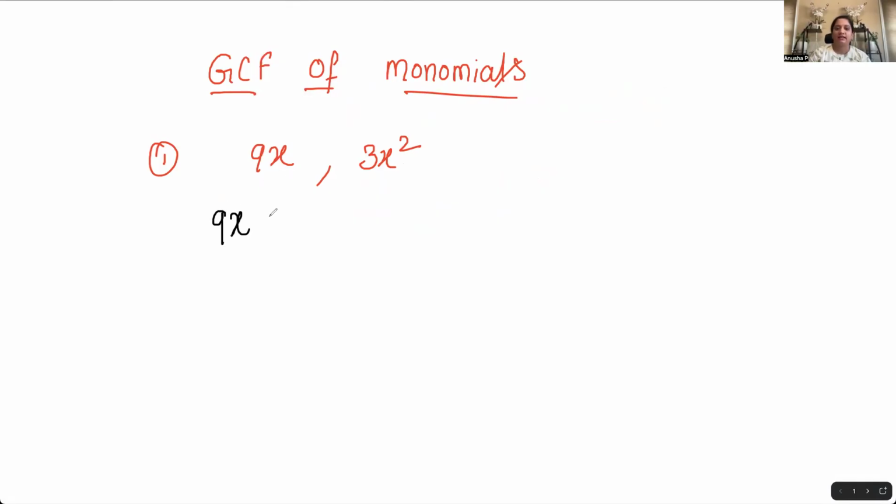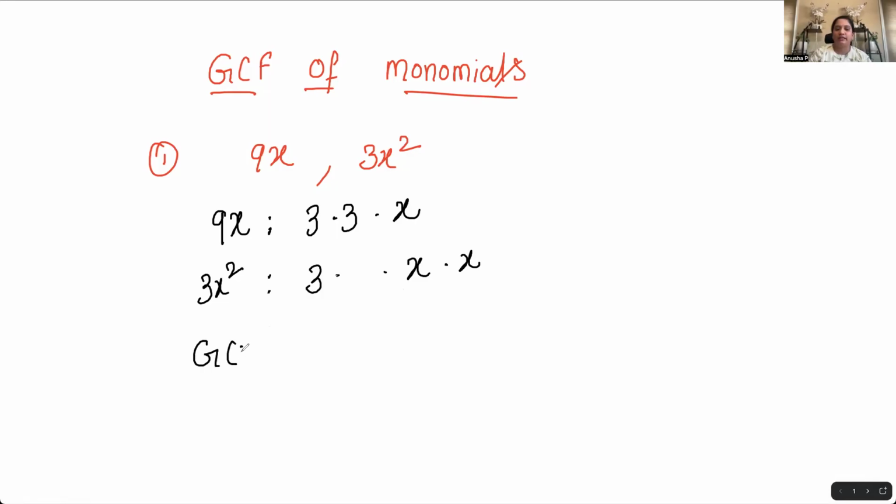For 9x, we have to do the prime factorization. So for 9, the prime factors are 3 times 3 and there is an x. So you're writing 3 times 3 times x. Now it is 3x squared. So 3 is a prime number, you can leave it like that. And we have x and x. X square is nothing but x times x.